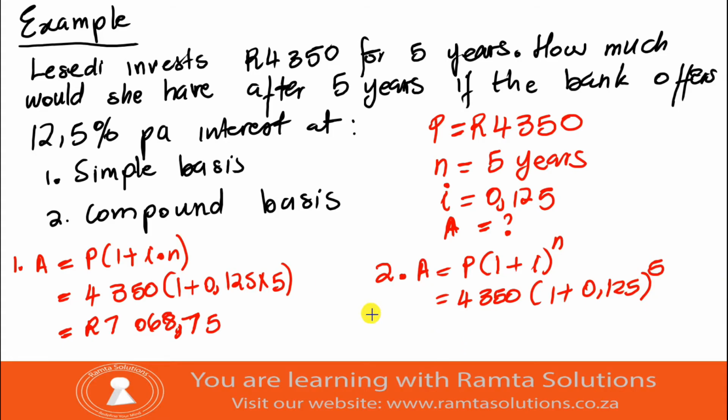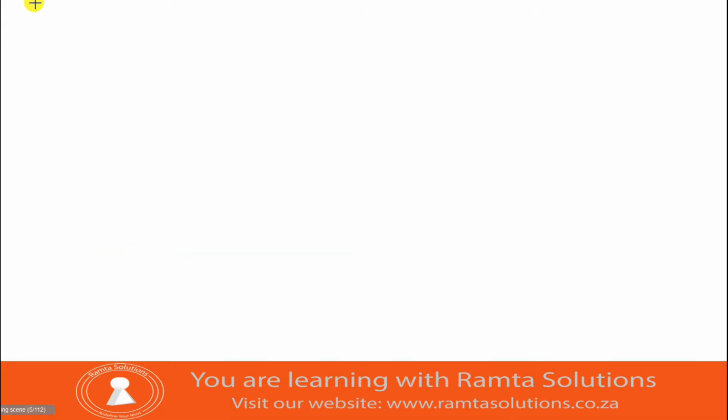So, the money that she gets on a compound basis is, let me wait for you guys. Okay, it's 7,838 rand and 84 cents. Okay, so this is how we calculate compound and simple interest. Okay, perfect. Now we are headed to number two.